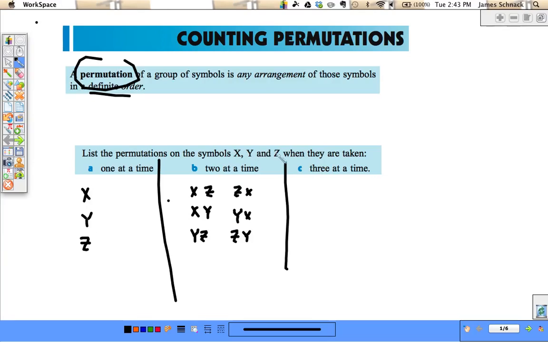How many ways can we put these three things in order 3 at a time? XYZ, XZY. We've got YXZ, YZX. What am I missing here? XYZ, XZY. There. ZXY, ZYX. I think I've got them all. It's possible I don't. I hope I do. But what we're going to do is talk about different ways that we can make sure that we have them all.